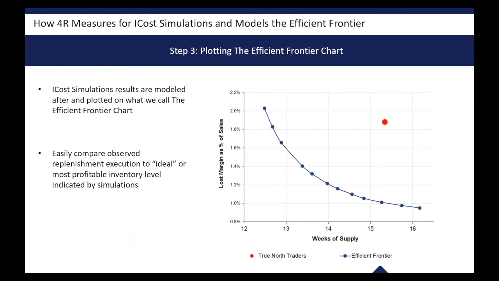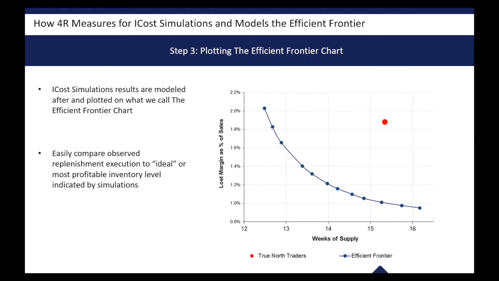Next, in step 3, we begin plotting the efficient frontier chart. The iCost settings results are plotted on what we call the efficient frontier chart, as you can see here. In this chart, the red dot represents retailers' current settings that we identified by measuring their historical costs. The left axis illustrates loss margin as a percent of sales. It has an associated inventory level identified as weeks of supply across the bottom axis.